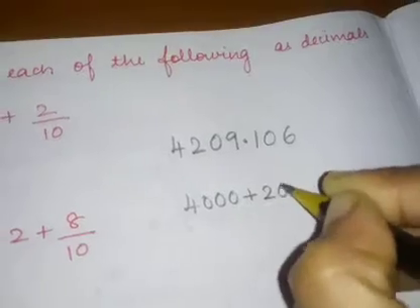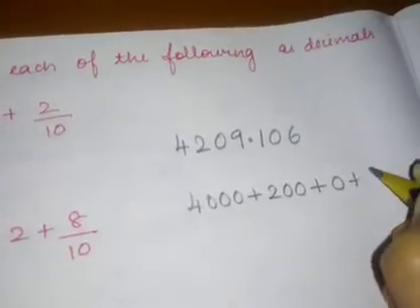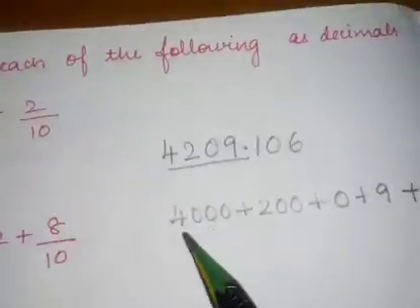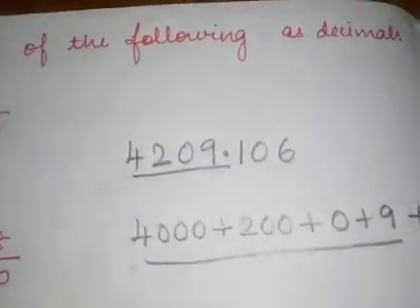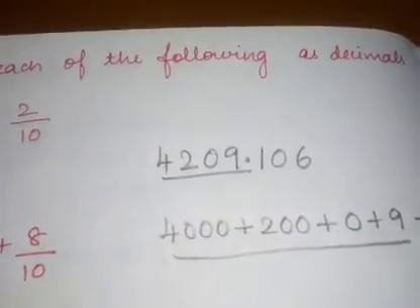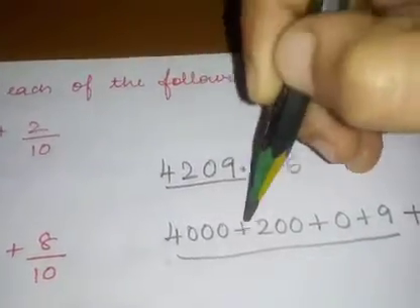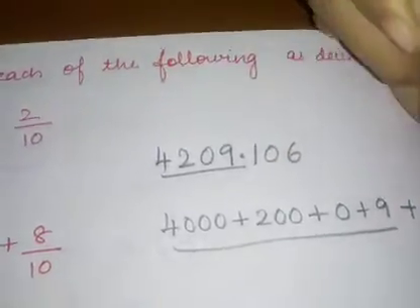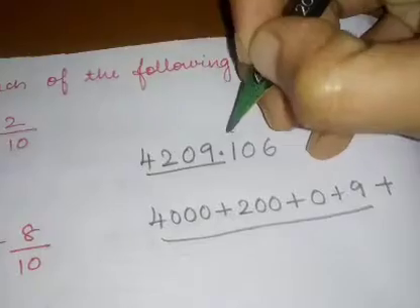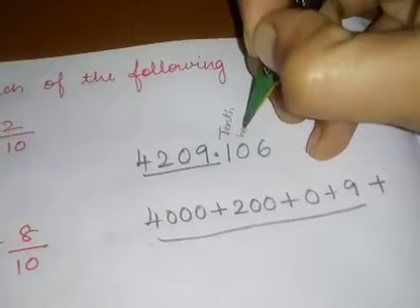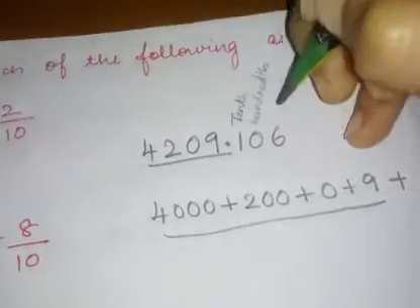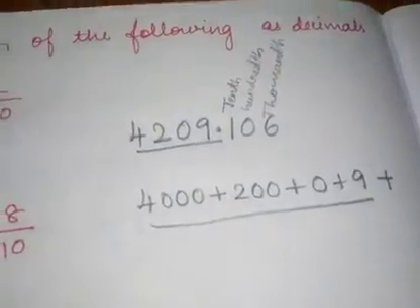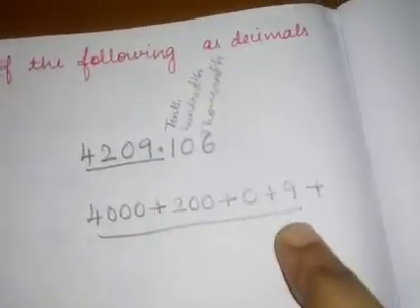4000 plus 200 plus 0 plus 9 plus, listen, this is the whole part, as usual expansion. Don't get confused. In the whole part, as usual expansion, how will you do? 4000 plus 200 plus 0 plus 9 plus, next actually what is this place value? Tenths. What is this place value? Hundredths. What is this place value? Thousandths. Yes, keep this place value in your mind. Okay. This is the whole part as usual expansion.